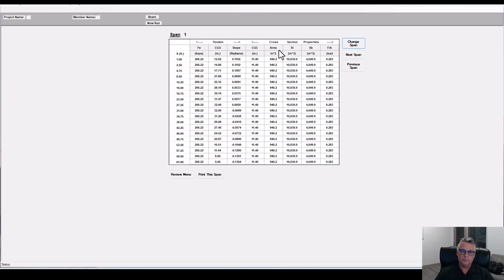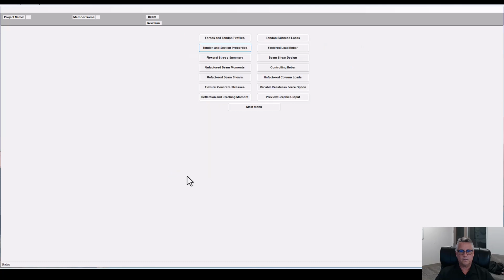Told you, when you're checking your section properties, here's the area. This is the section modulus to the top. This is the section modulus to the bottom. Again, you don't need me. Your CGC is printed here. You can check all of your hand values with this.